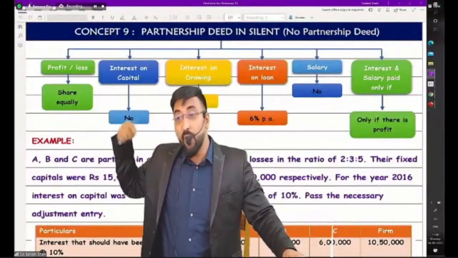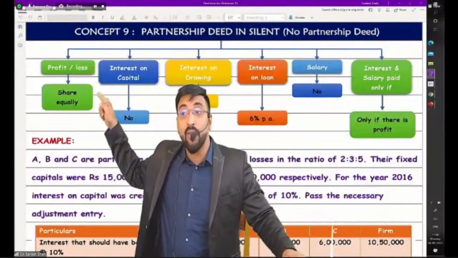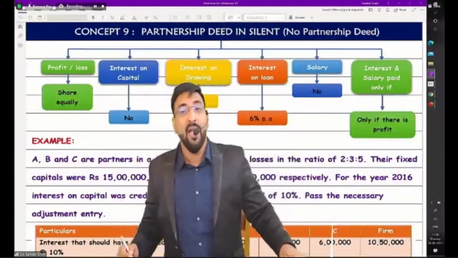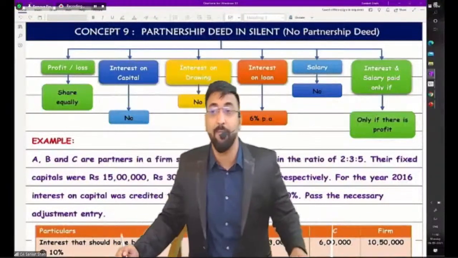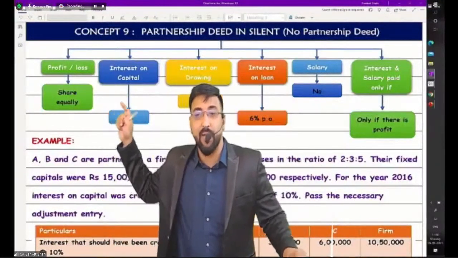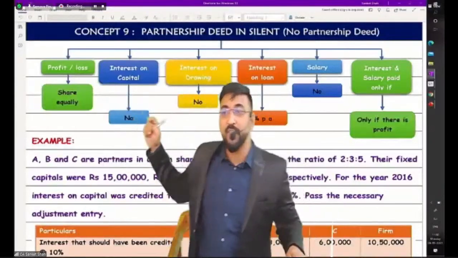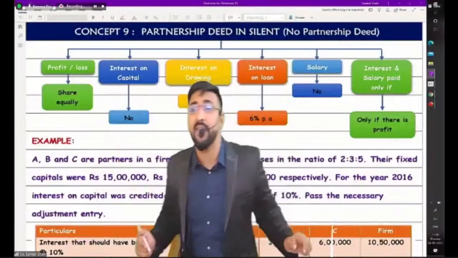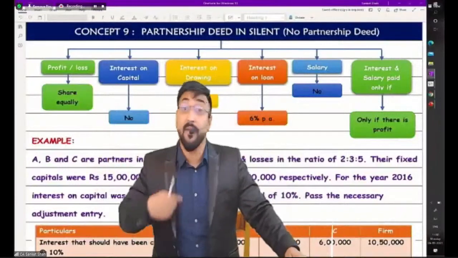Yes, only you two listen. You have to write all these points in case of silent partnership deed. So please write down and tell me over in the comment section after writing all these points. Profit or loss equally, interest on capital, no. Interest on drawing, no. Interest on loan at the rate of 6% per annum. Salary, no. And interest and salary are paid only if there is a profit.